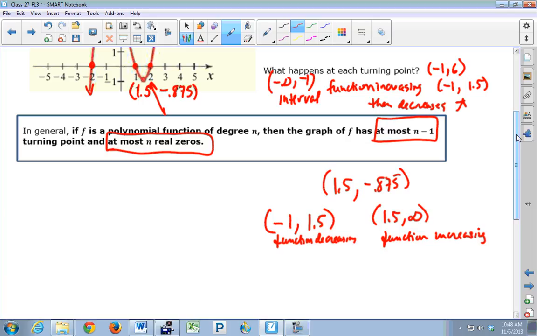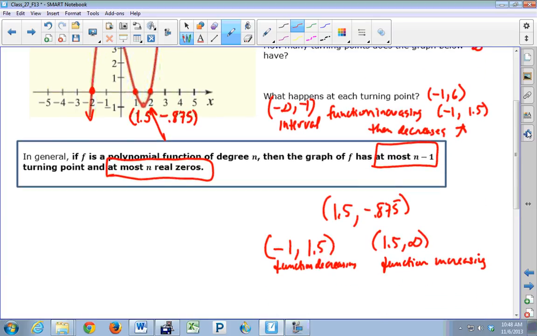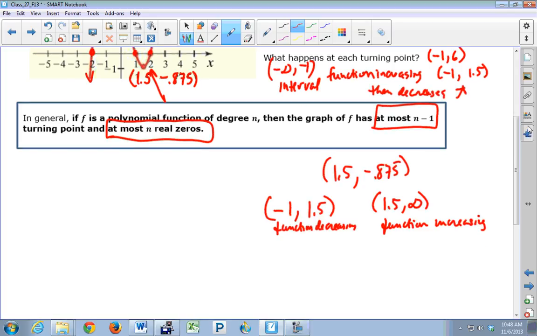So let's take a look at an example where you wouldn't have, say, 2 turning points or 3 real zeros, but you're a cubic. Can anybody give me a cubic function where you wouldn't have 2 turning points in it, or you wouldn't cross your x-axis 3 times? Do you know a cubic function that would look like that? 1 over x cubed, that's not a polynomial function, that's a rational. So flip that around and what would you get, Adam?